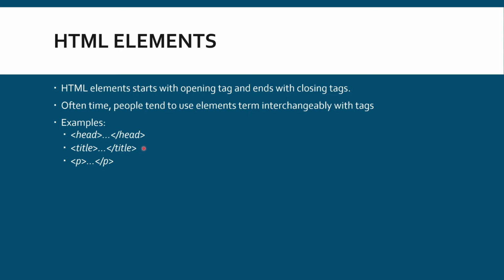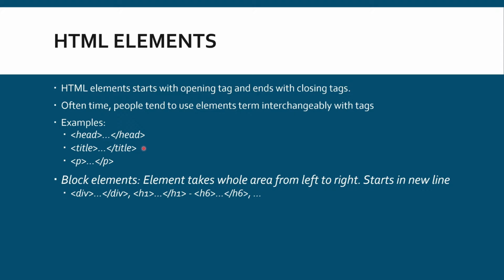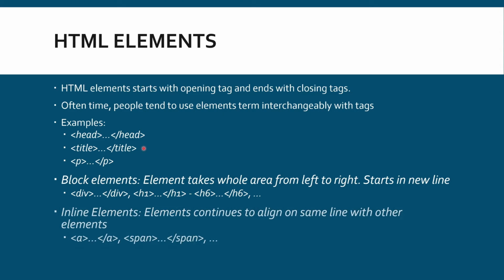And we can categorize elements into two different categories. So we have block elements, and block elements are those elements that take the whole area from left to right on the browser window. And whenever we add more block elements, it starts in a new line, whereas we have inline elements as well that continue to align on the same line with other elements. These are some examples of block elements and inline elements. We will quickly see a demo on HTML elements.